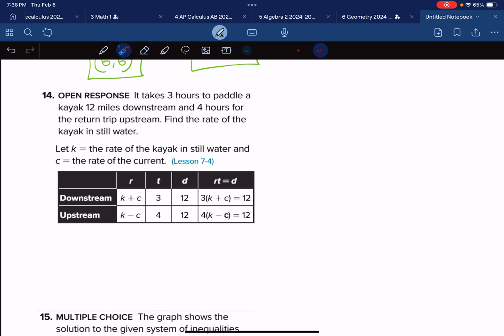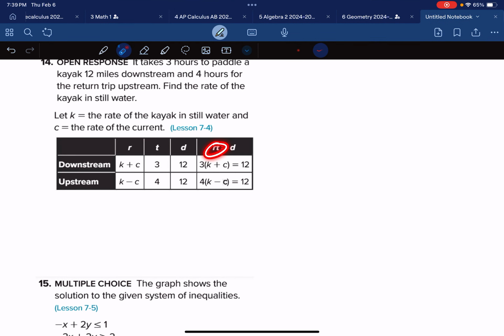Oh, it takes time 3 hours versus 4 hours, but it's the same distance. You go the same distance regardless. One just takes longer to go that distance, right? And what are they doing over here? R times t. Well, r is k plus c times t is 3. So k plus c times 3, and that's equal to the distance. Okay. So they kind of set up our equations for us, which is kind of nice. Those are the two equations.